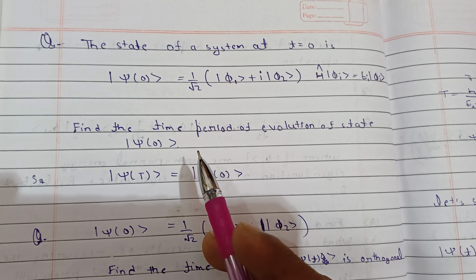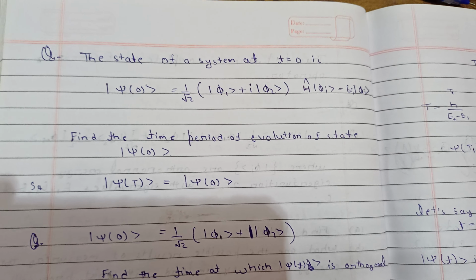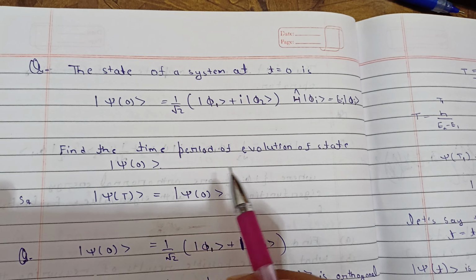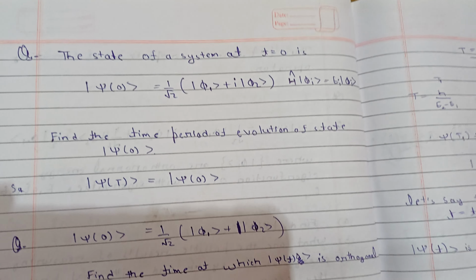So the time period will be the time at which this function comes back to the initial state, that is psi t will be equal to psi 0. So first you need to calculate psi at some small time t. Then you just put t there and equalize both of them, and then you will get the t. So let's do the same thing.